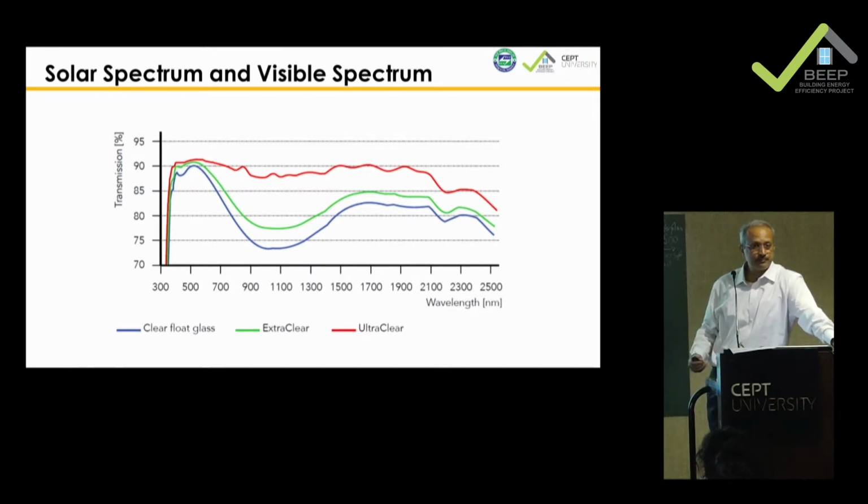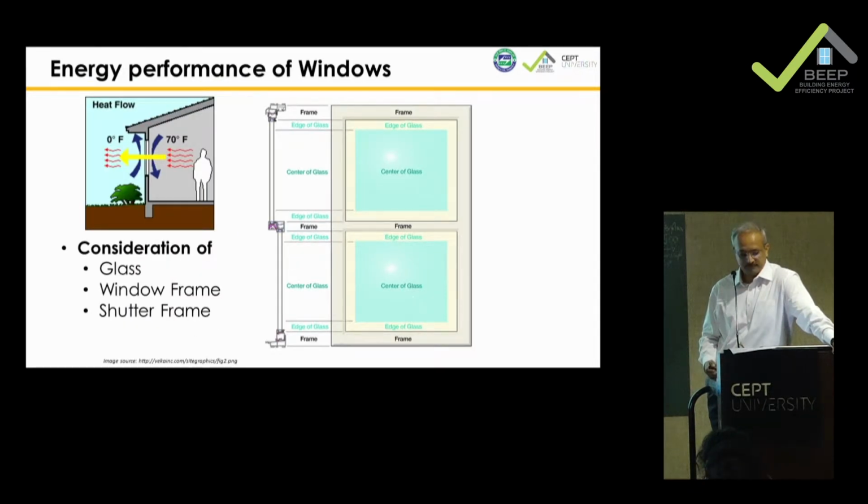That means your daylighting opportunity increases when you have a very ultra clear glass. But that also means it will bring in more heat. It will bring in more light, but it will bring in more heat. Okay?